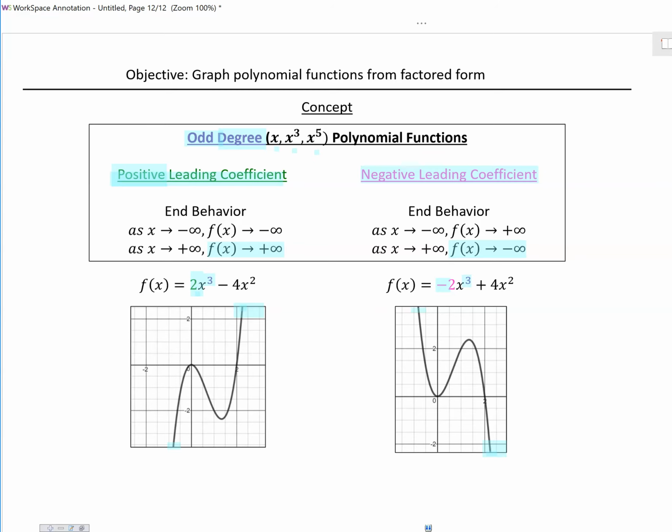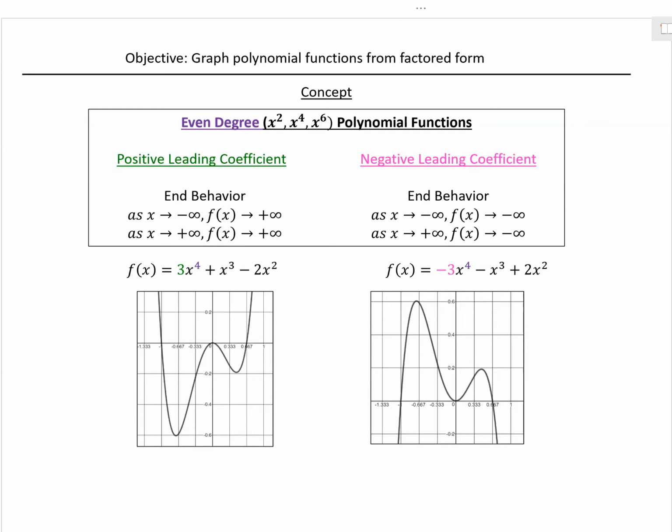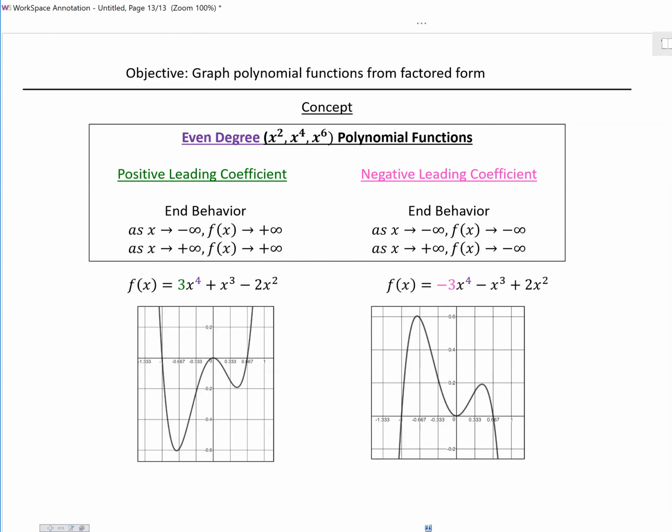With the even degrees, like we see here, we have an even degree, such as x squared, x to the fourth, x to the sixth. Our x to the fourth, that's our quartics that we've dealt with, but all even degrees work the same way here for polynomial functions. So here we have an even highest power of x. Here we have a positive leading coefficient, and that means that our right end goes up.